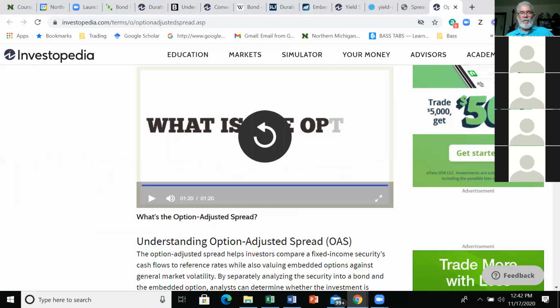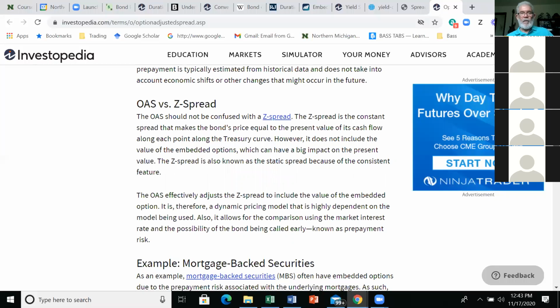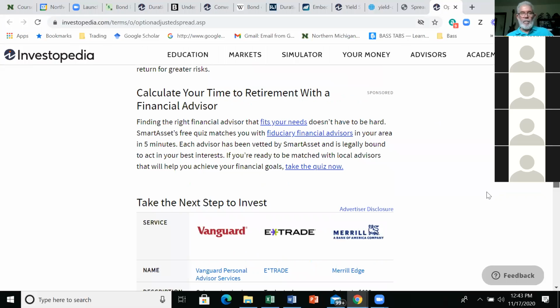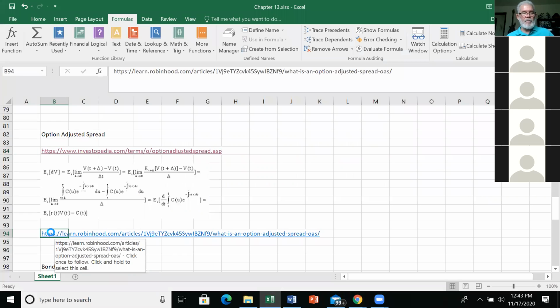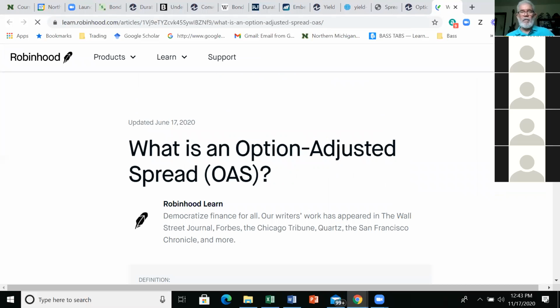So again, review this, and then use that in conjunction of the book. And then I thought I'd throw this on here, Robinhood. Another explanation.